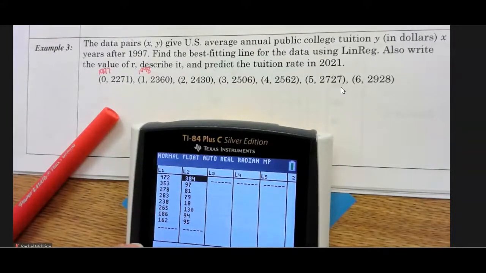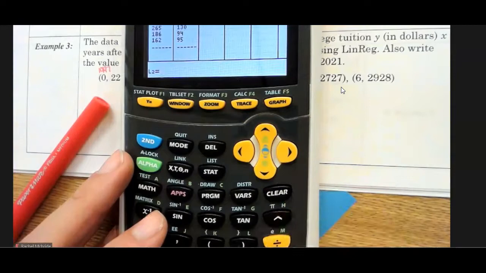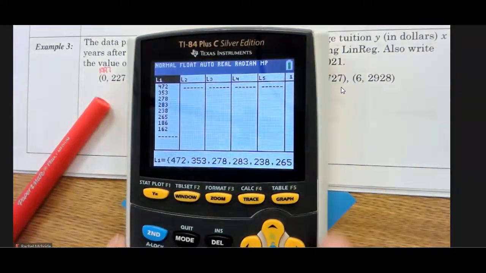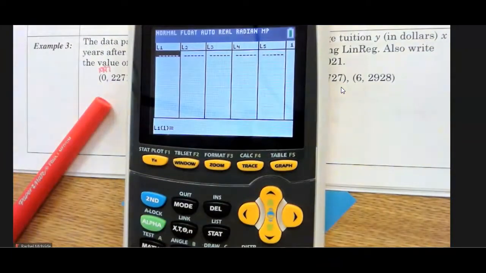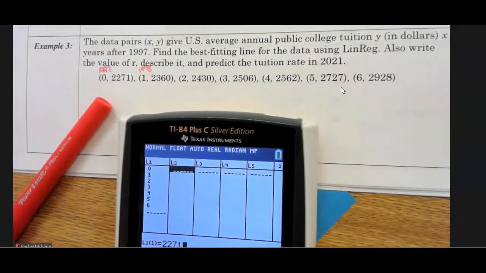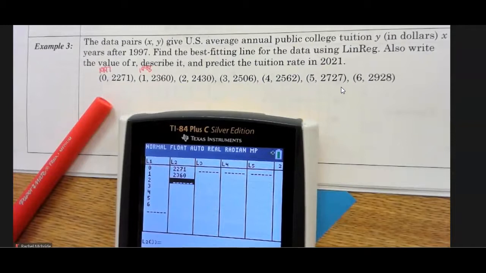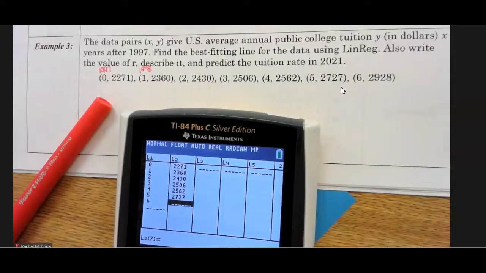If there's data in there, you can arrow up, go to Clear, and hit enter. So again, to clear the data, it's clear and enter. So it goes 0, 1, 2, 3, 4, 5, 6. And then in L2, 2271, 2360, 2430, 2506, 2562, 2727, 2928.